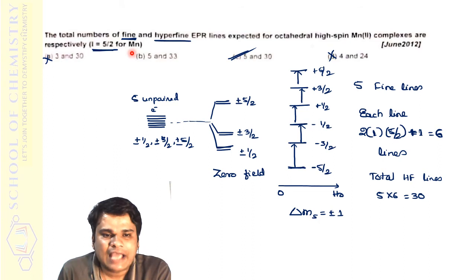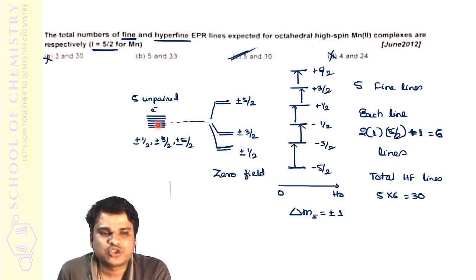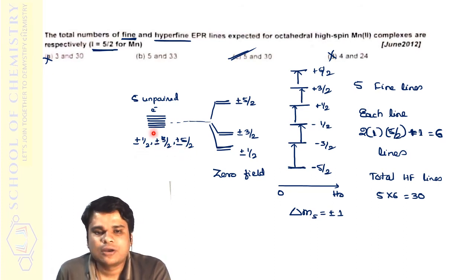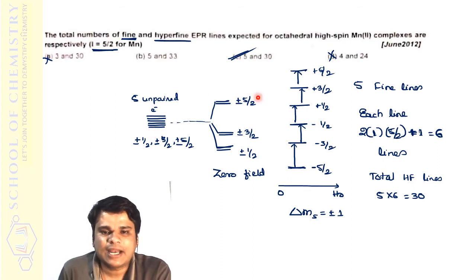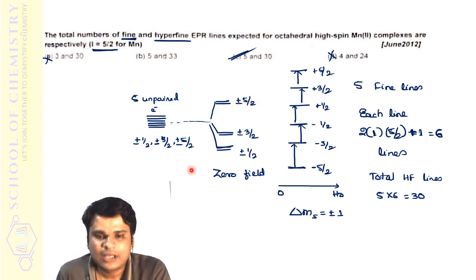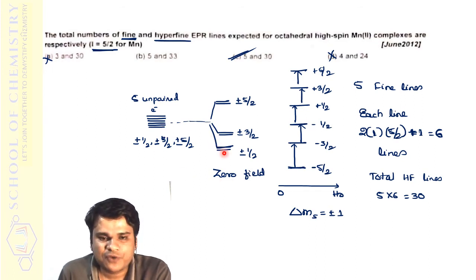If you take the octahedral high spin case of a Mn2+ complex, 5 unpaired electrons will be there, and they can give rise to 6 different spin states: plus or minus half, plus or minus 3 by 2, plus or minus 5 by 2. Because more than one unpaired electron is present in a ligand environment, zero field splitting is possible. In zero field, these 6 states form 3 sets of degenerate levels, and each set is doubly degenerate. Therefore we can say that Kramer's degeneracy is there.